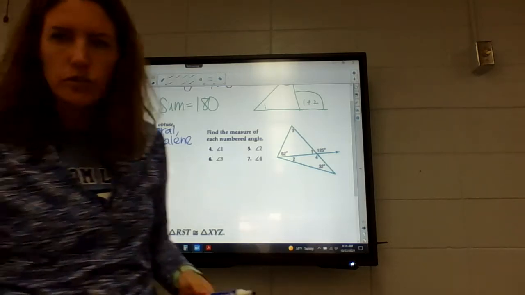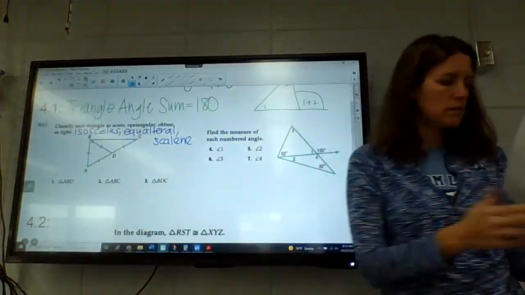We'll see classifying those triangles by the angle and the side lengths.